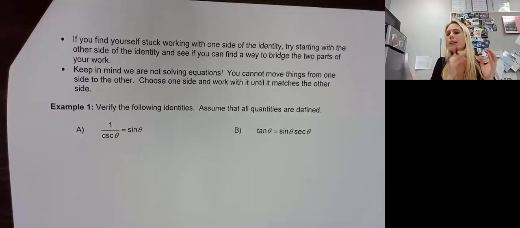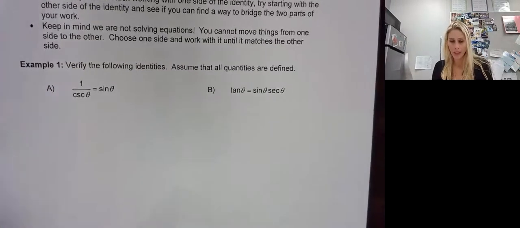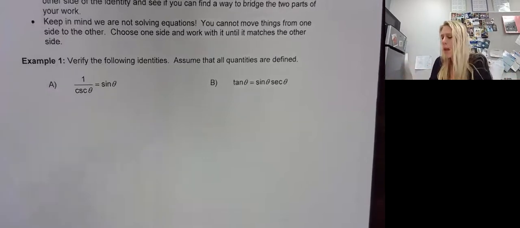Okay, if you see multiplication on the right side, you can't divide both sides by that thing and so on. We are not solving. We're making one side look like the other to show you that they are equal. So for A, we are actually proving a reciprocal almost by using the reciprocal. It's kind of weird, but watch.